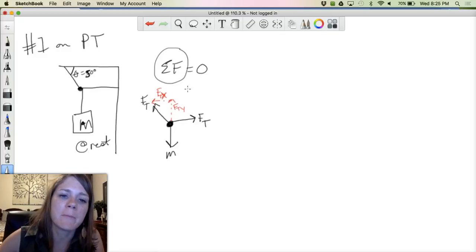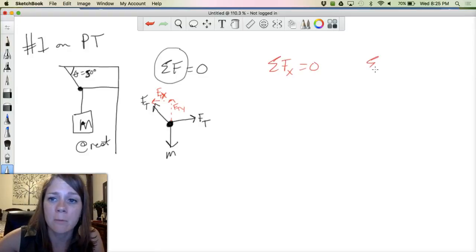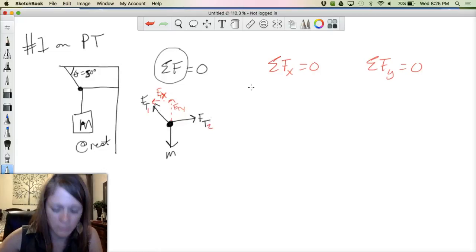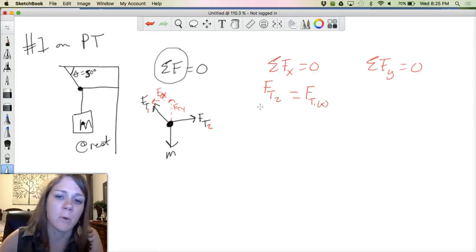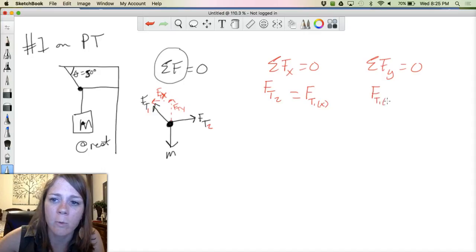And now when I sum up the forces, I have to look at the sum of the forces in the x, which equals 0, and the sum of the forces in the y, which equals 0. The sum of the forces in the x is just this. We'll call this Ft1 and this Ft2. So the sum of the forces in the x is simply this Ft2 force here is equal to the x component of the Ft1 force.